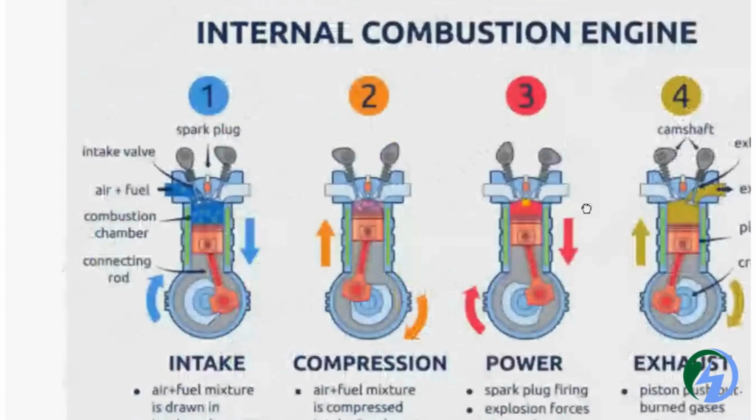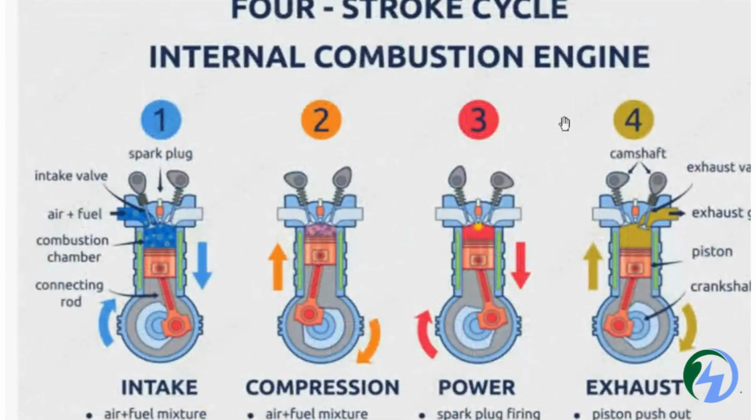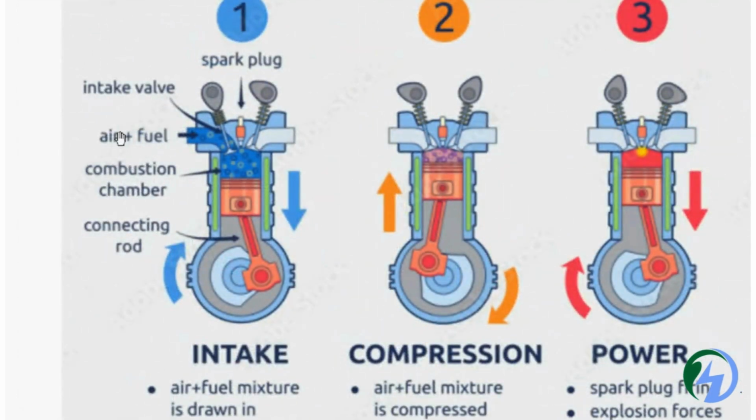In the engine, we have four cycles. This is an internal combustion engine. In the first phase, the air and fuel are taken in. This is the piston. The piston makes an up and down movement, and this is the crankshaft, which rotates. The crankshaft is connected to the drive system, and the camshaft makes the piston go up and down.